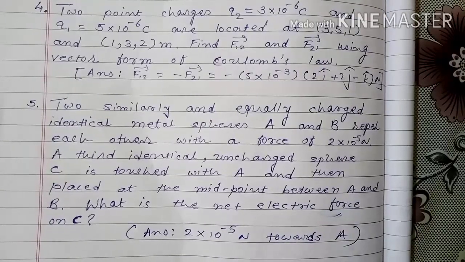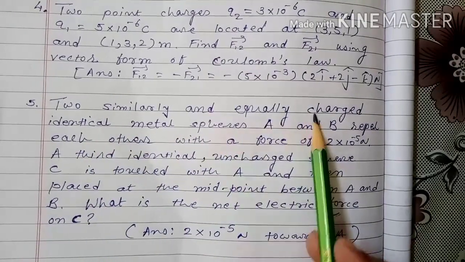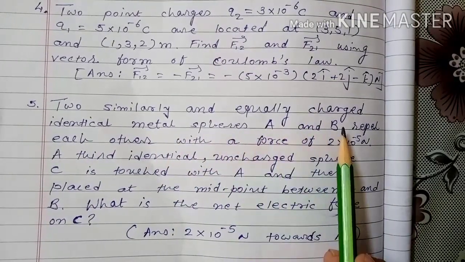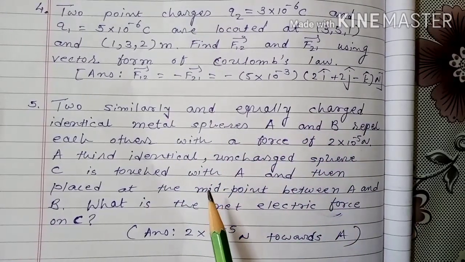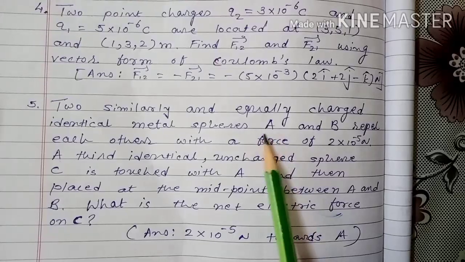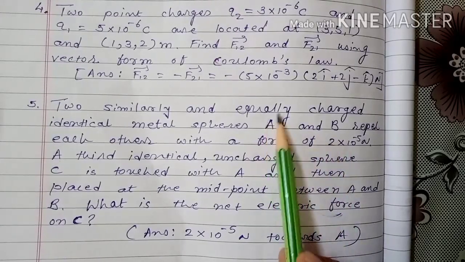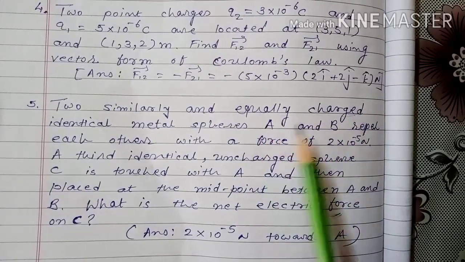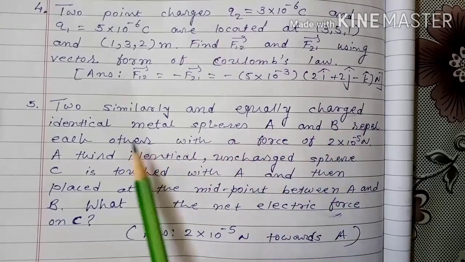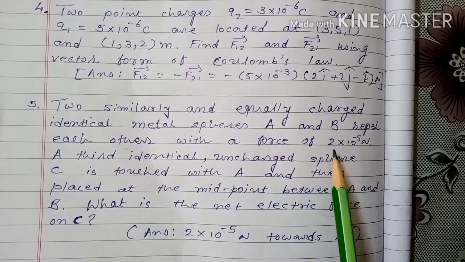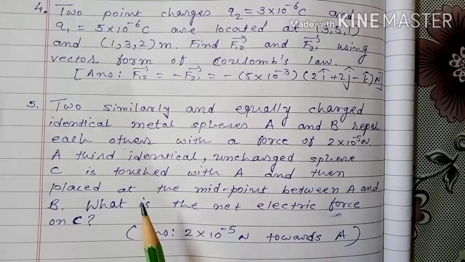Okay, sum number 5. Two similarly and equally charged identical metal spheres A and B repel each other with a force of 2 into 10 raised to minus 5 Newton. Two spheres are given, A and B, they are equally charged. If similar charges are there, then which type of force will act? Repulsive force. So they repel each other with a force, and the value of force is given to us, 2 into 10 raised to minus 5 Newton.